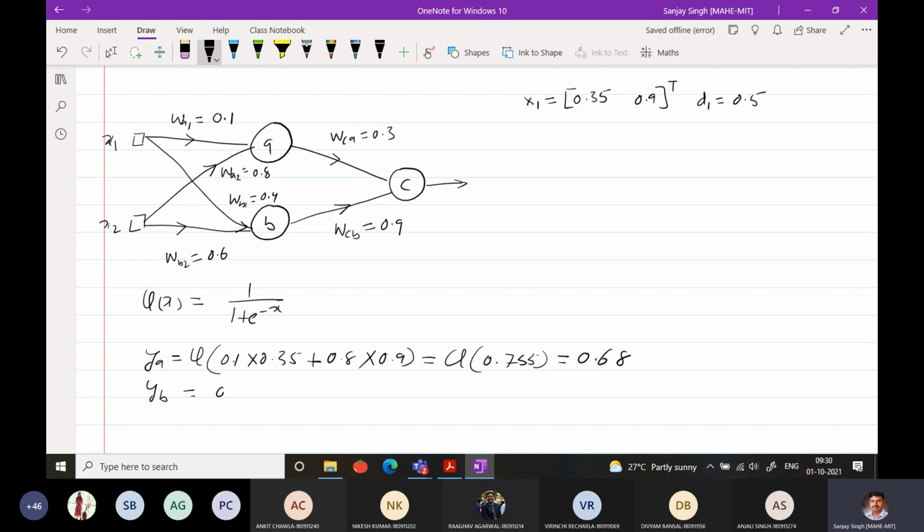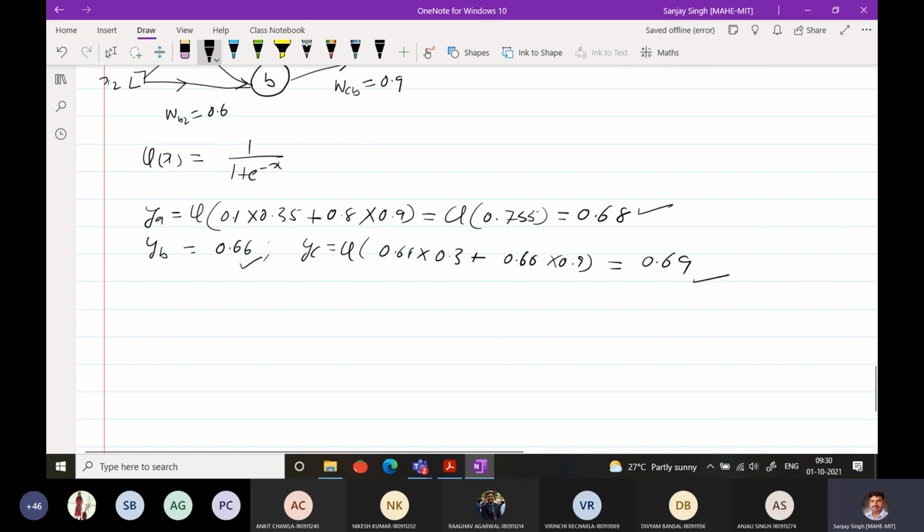YB comes out to be 0.66, and you have to calculate the value of YC in a similar way, because YA and YB are available. So in terms of YA and YB, YC is nothing but phi of 0.68 into 0.3 plus 0.66 into 0.9, which comes out to be 0.69. So you have those values: 0.68, 0.66, 0.69.